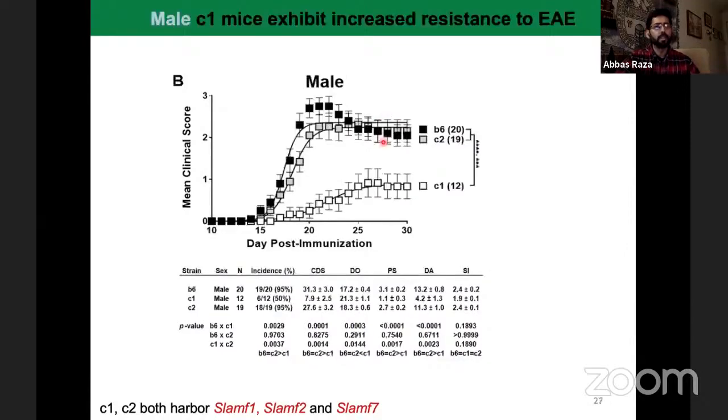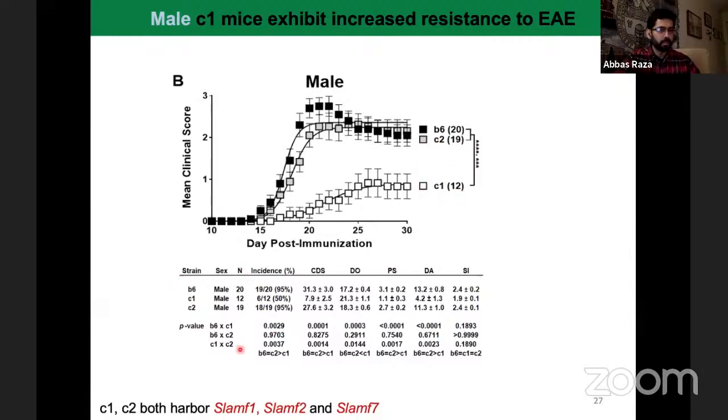However, if we look at the male mice, we found this interesting phenotype that the C1 congenic, which has the larger SLAM locus, was resistant to EAE disease. They reached somewhere around a score of 1 versus B6, which were susceptible. Moreover, the C2, which was our positive control, because this has the shorter interval and also has the GWAS candidates, was susceptible. So the phenotype was in this locus, but not in this locus.